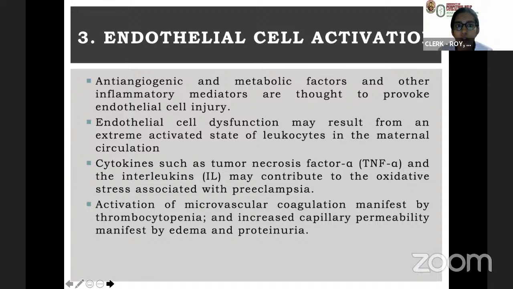Endothelial cell activation. Anti-angiogenic and metabolic factors and other inflammatory mediators are thought to provoke endothelial cell injury. Endothelial cell dysfunction may result from an extreme activated state of leukocytes in the maternal circulation. Cytokines such as tumor necrosis factor and the interleukins may contribute to the oxidative stress associated with preeclampsia. Activation of microvascular coagulation manifests by thrombocytopenia, and increased capillary permeability manifests by edema and proteinuria.